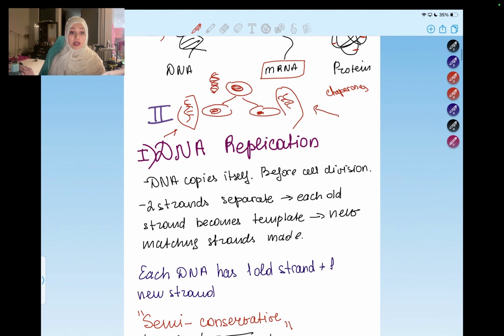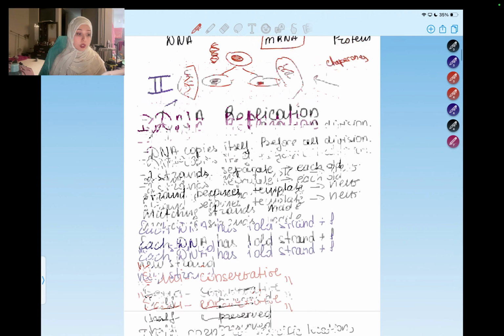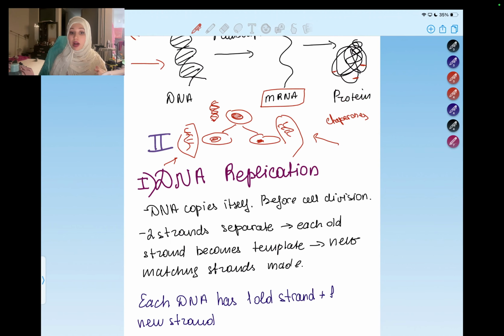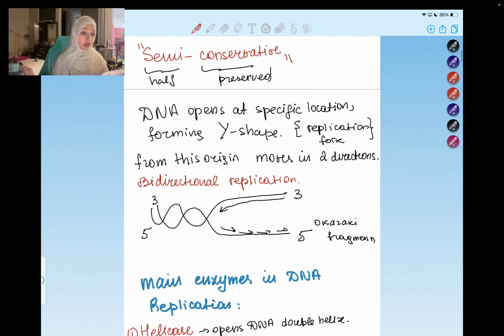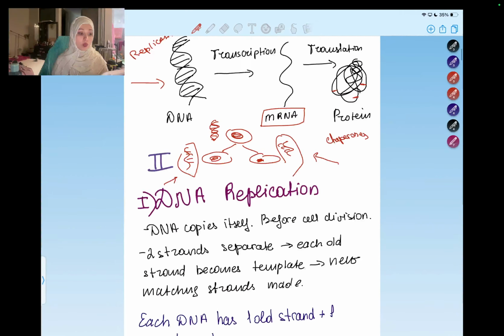And that's why DNA is called semi-conservative, because it always consists of one old strand and one new strand. DNA opens at specific locations, forming the Y shape.